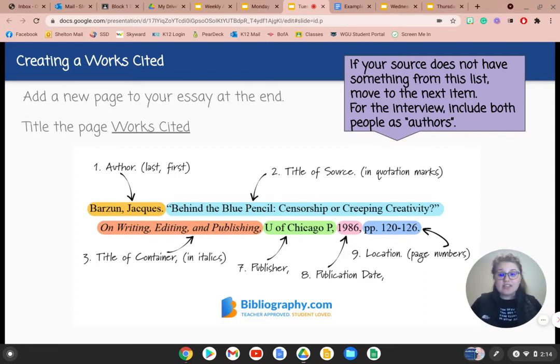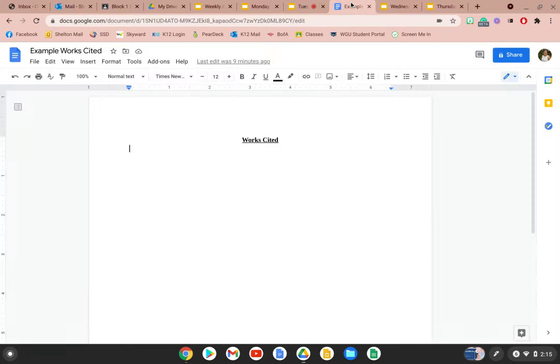But you're going to follow this order when you're creating your works cited. If you have the author's name, you're going to put it last name first, then first name, then the title of the source in quotation marks, then the title of where that source came from, and then the publisher, then publication date, then location, like the page numbers. Now, our sources are not going to have all of this, so that is A-okay. So we're just going to look at what our sources offer us in information, and then we're going to put that into a works cited.